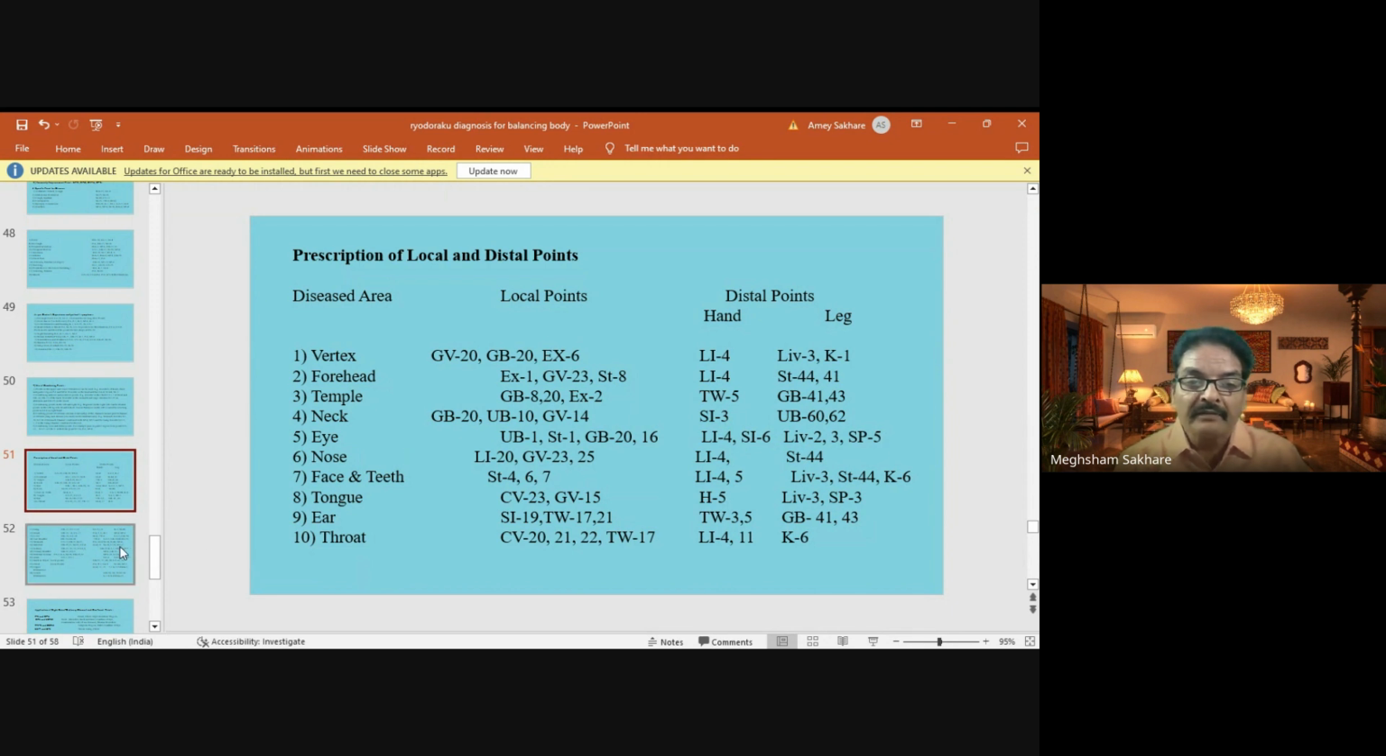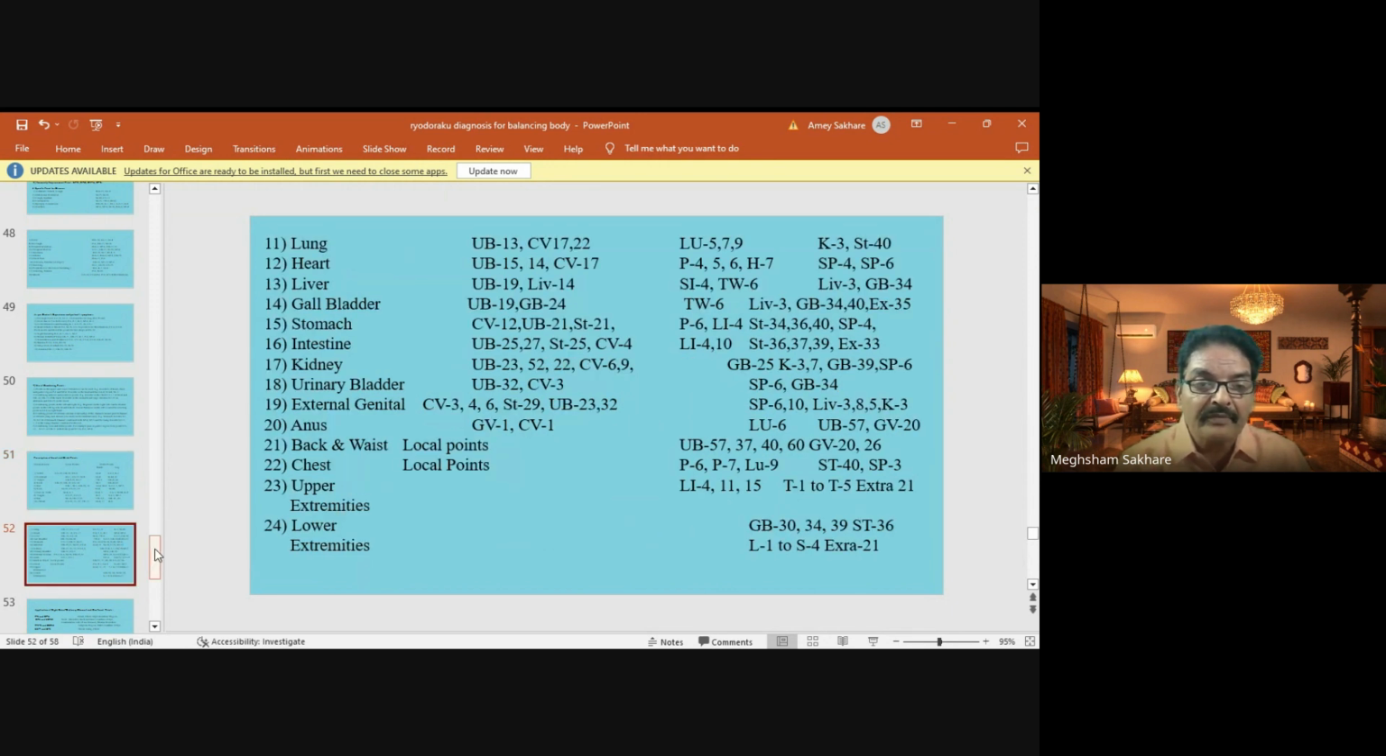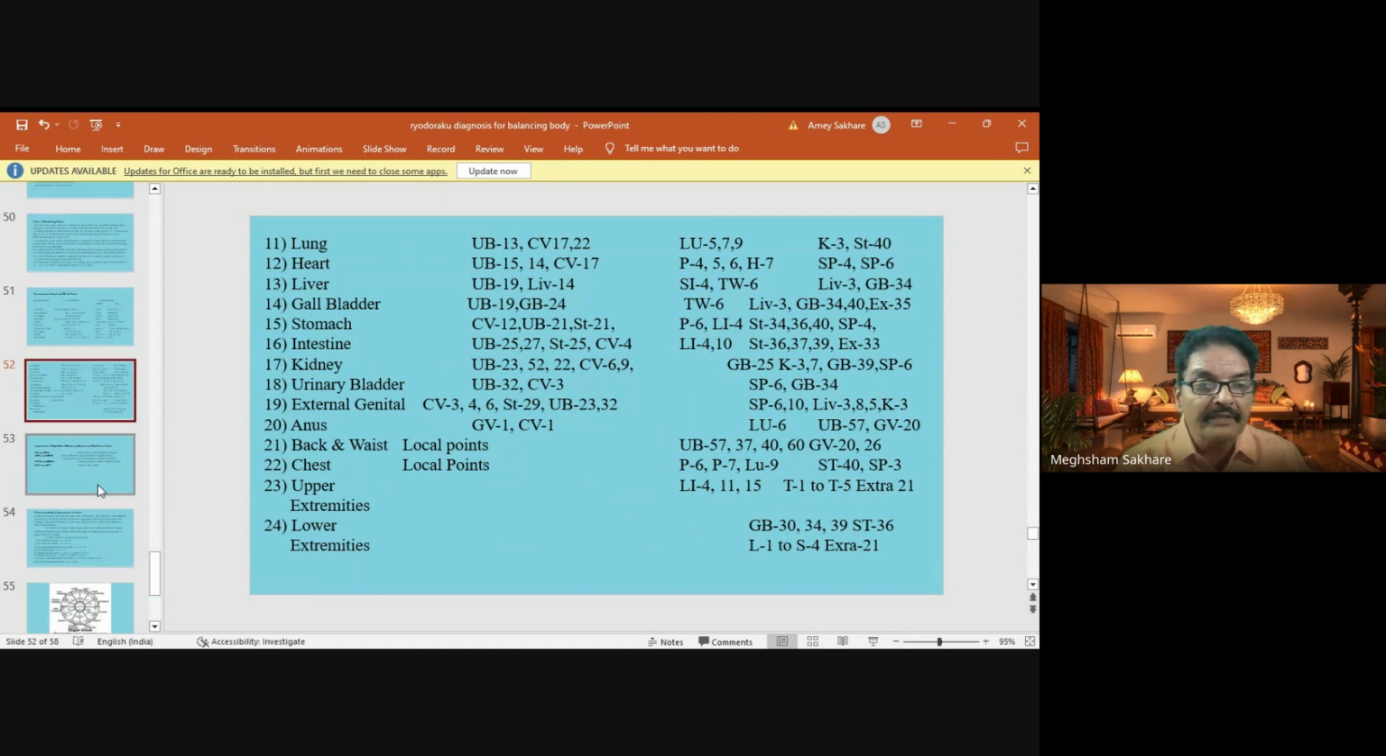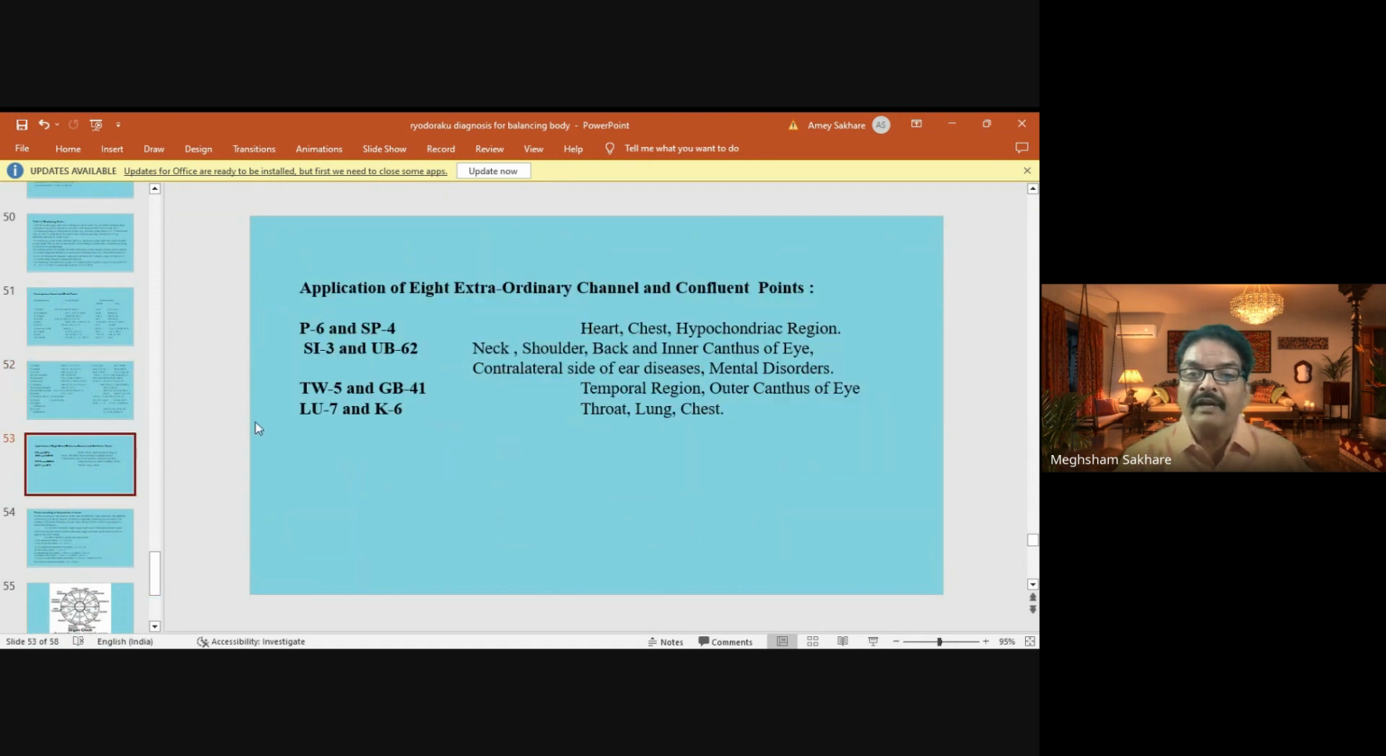Like this, you can see here up to the lower extremities. Now, the application of the eight extraordinary channels and confluent points. P6, SP4 for the heart, chest and hypochondriac region. These are the most effective points in the Rodoraku system. SI3, UB62 for the neck, shoulder, back, inner canthus of the eye, contralateral side of the ear disease, and mental disorder. For deafness, I have used SI3 and UB62.